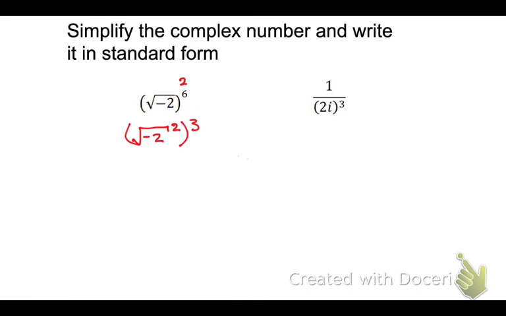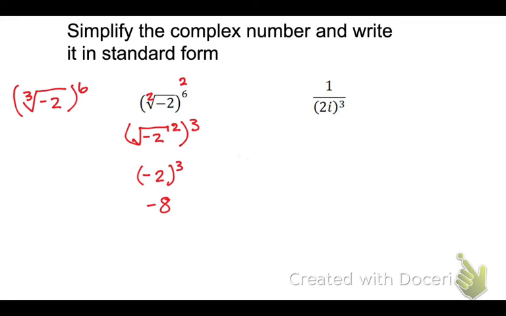Now, why'd I pick it that way? Because this is a what root? Square root. So when you square a square root, you get what? Negative 2 to the third, which is negative 8. What if I'd done the cube root of negative 2 to the 6th? How would you have rewritten that one?